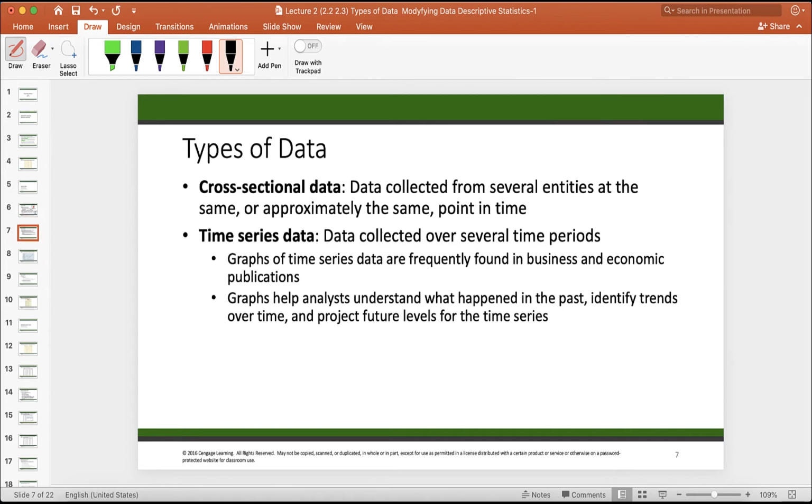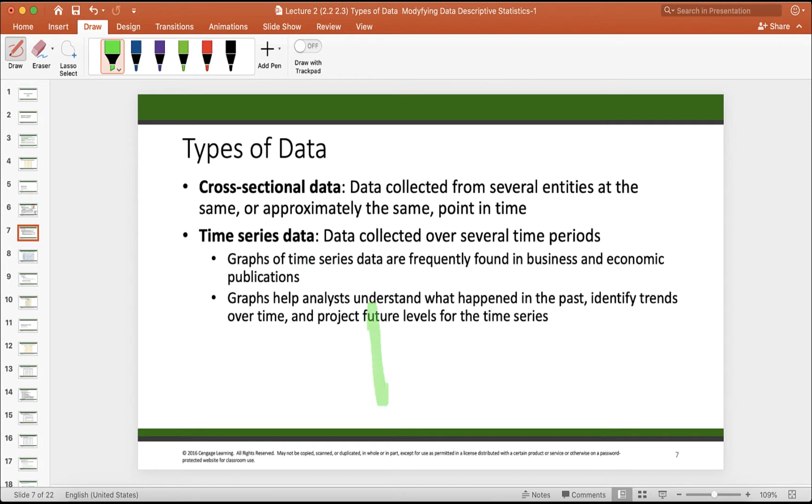The data we looked at earlier for the Dow Jones was called cross-sectional data because it was a snapshot of all the share prices at one moment in time. Data doesn't have to be given to you like that. Data could also be given to you as a time series. So time series data is data collected over several periods of time, and it helps us understand what happened in the past and helps us project what's going to happen in the future.